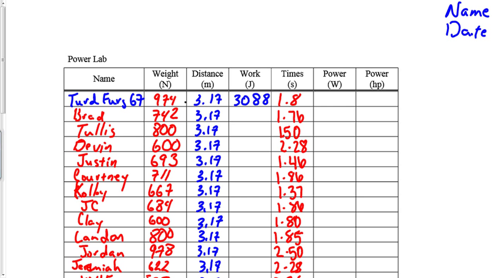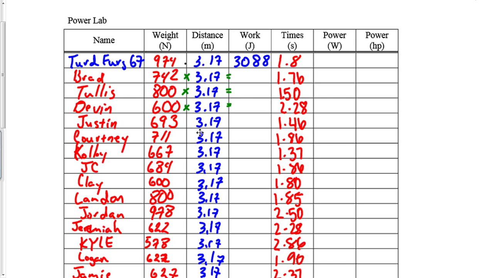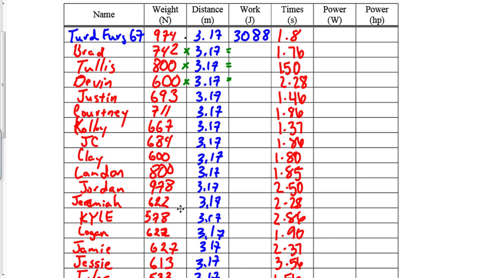So all I'm going to do is force times distance, or in this case, weight times distance, for this whole entire column. Because the reality is, we all ran the same distance in the lab, but the heavier you are, the more work you did. For example, here's a boy that outweighed me by 4 newtons, it looks like. So he'll actually have done more work than me while running up the bleachers. And a lot of other people did less work.